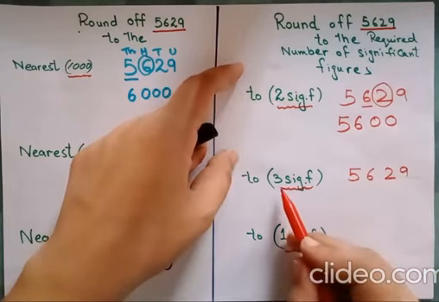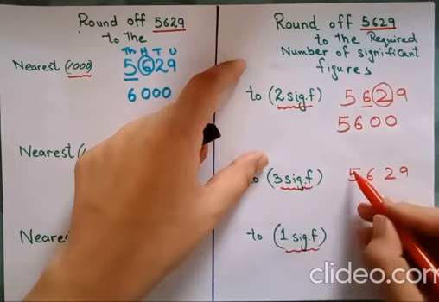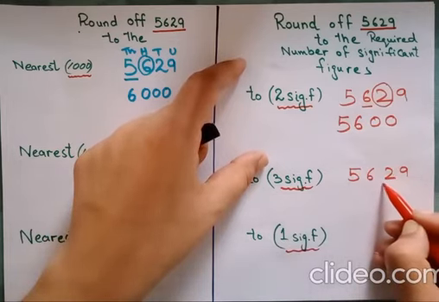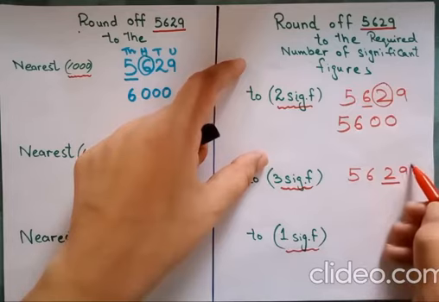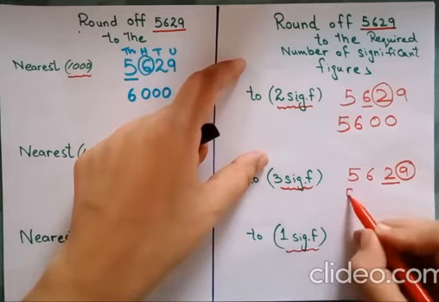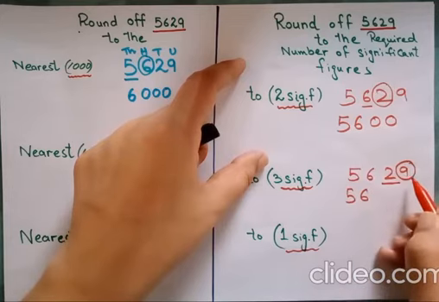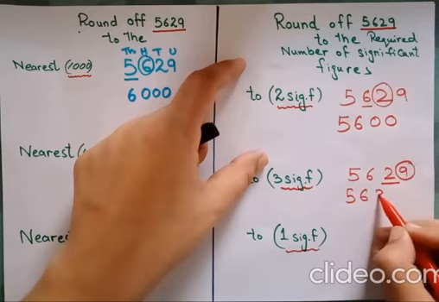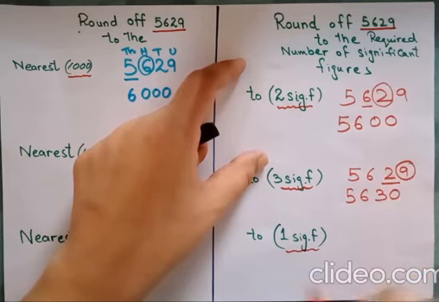5629 to three significant figures: first significant, second significant and third significant. So here we have to round it off. I will underline it and circle the next digit, and 5 6 will be as it is. As this 9 is more than 5, you will add 1 to this 2, it will become 3, and then 0.